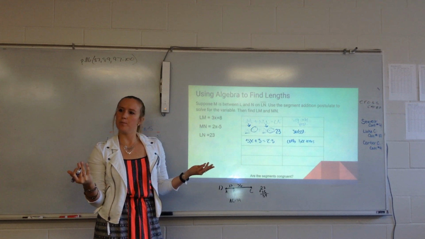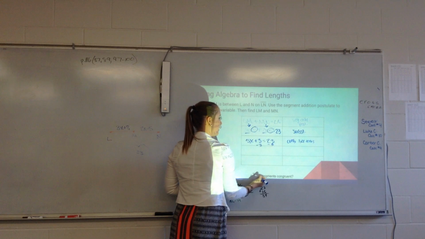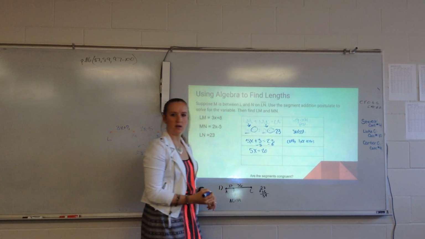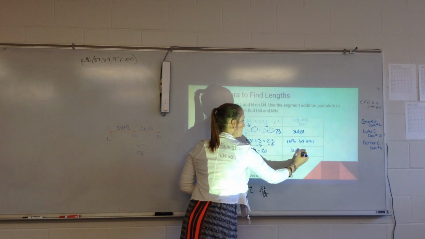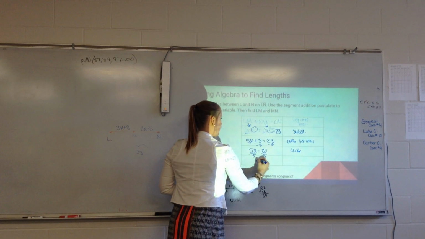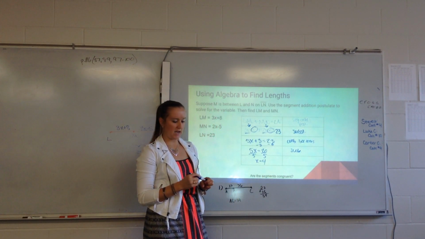Then what am I going to do? Subtract 3. We get 5x equals 20. Divided by 5. So I subtracted, then divide by 5. And x equals 4. So we found x.